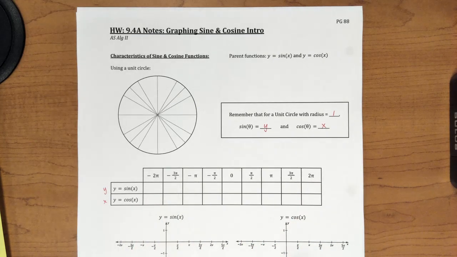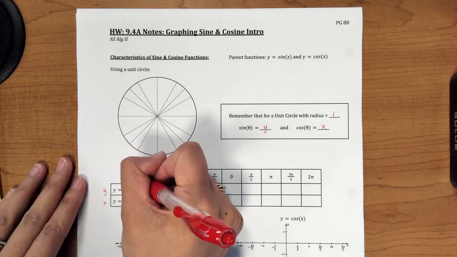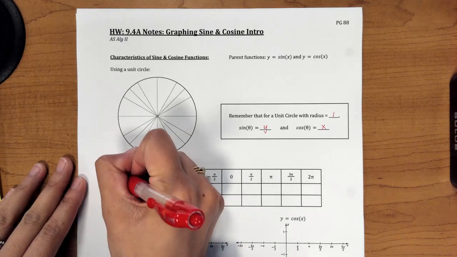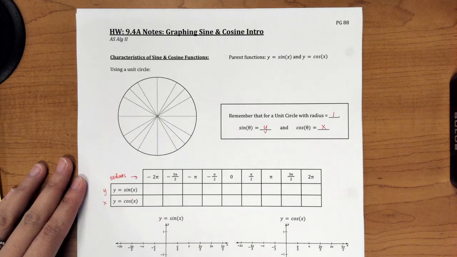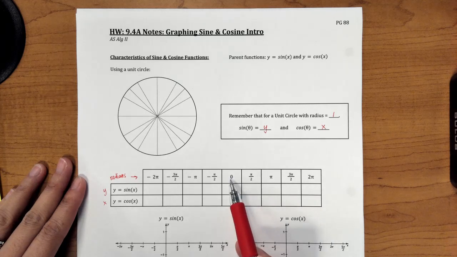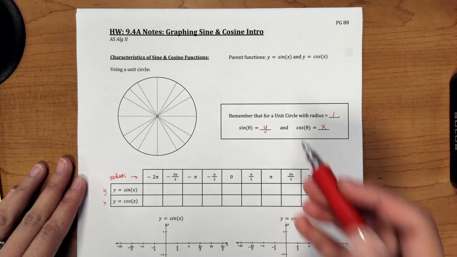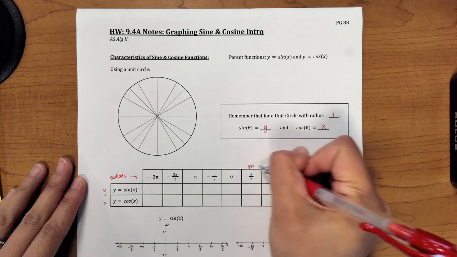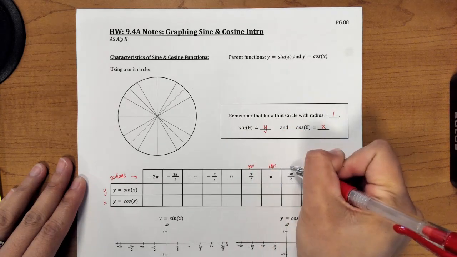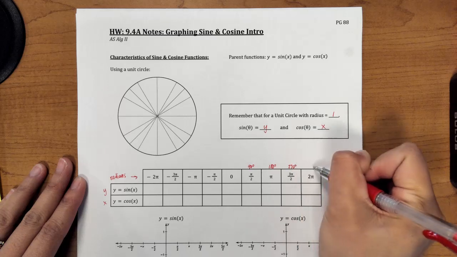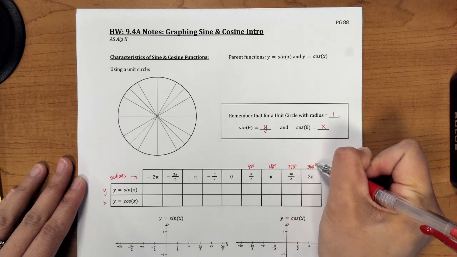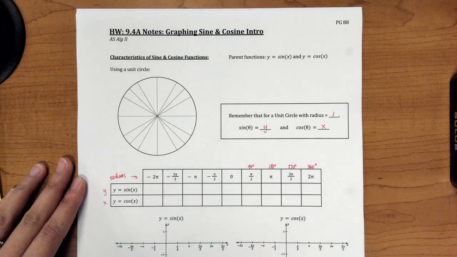Now you'll notice that I've given you some radians already. And notice that we're counting by 90 degrees. From 0 to pi is 180, so this is 90. Right? So this is 90 degrees, this is 180, 270, and 360. And this is just negatives going down.